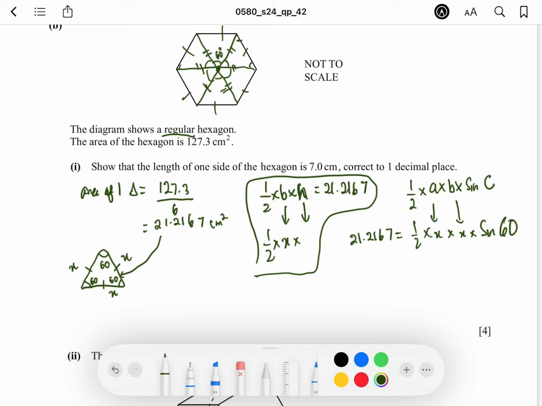Calculate. Simplify, multiply both sides by 2, divide both sides by sine 60, and the last calculation is, what do we do to both sides? Square root both sides. And you get, it should be, to 1 decimal place.